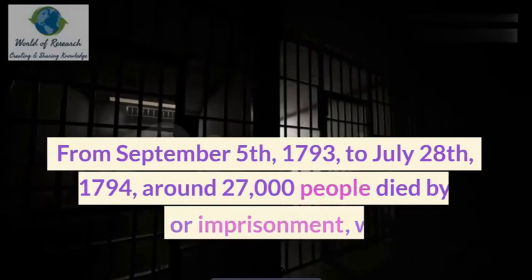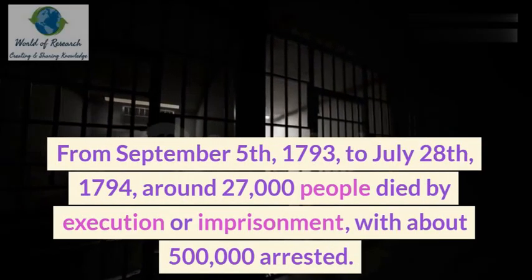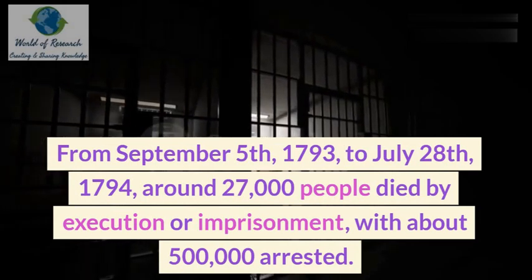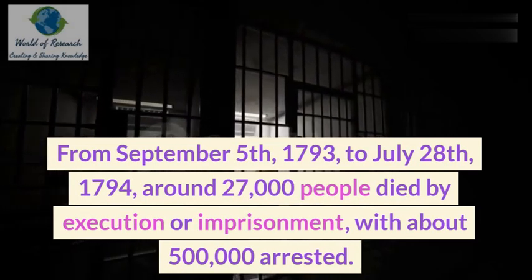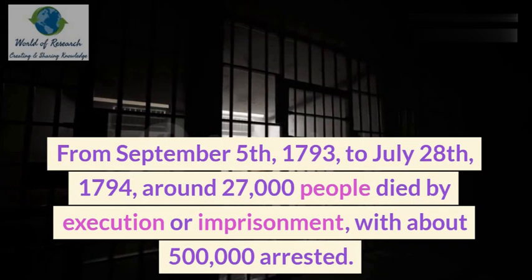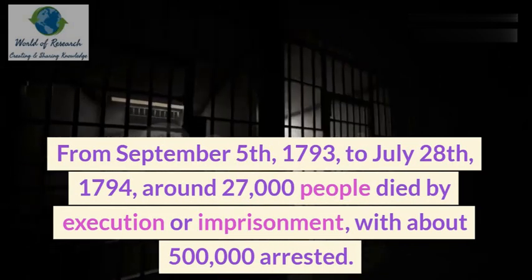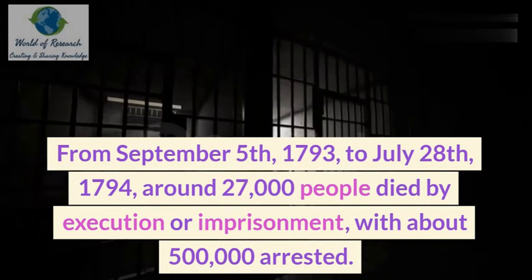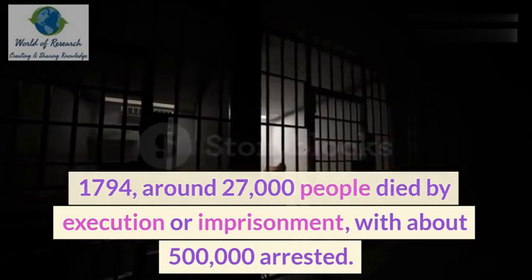From September 5th, 1793 to 28th of July, 1794, around 27,000 people died by execution or by imprisonment, with about 5 lakh arrested.